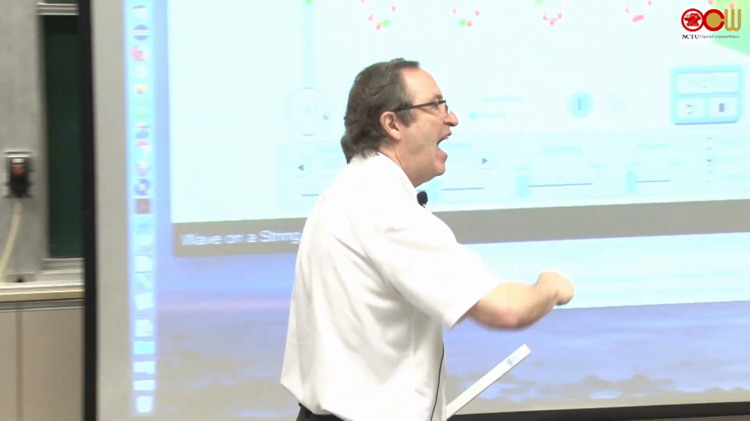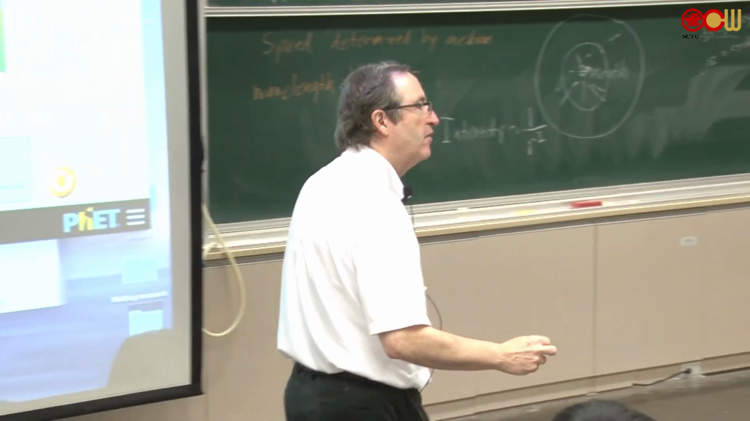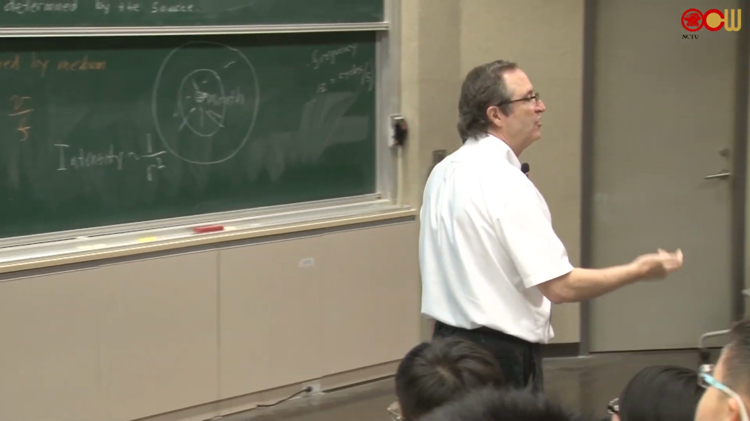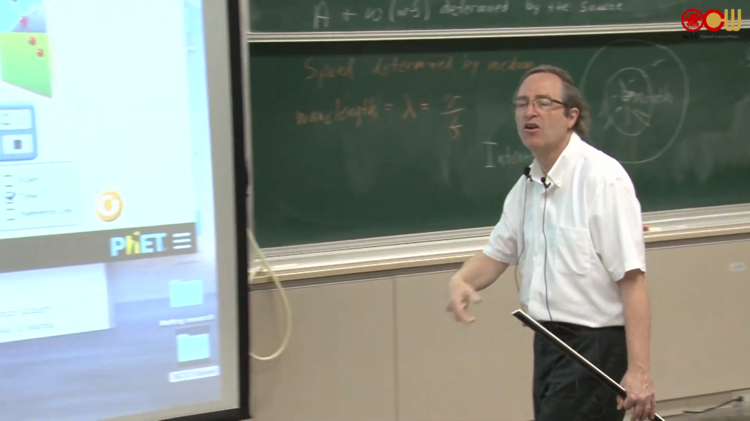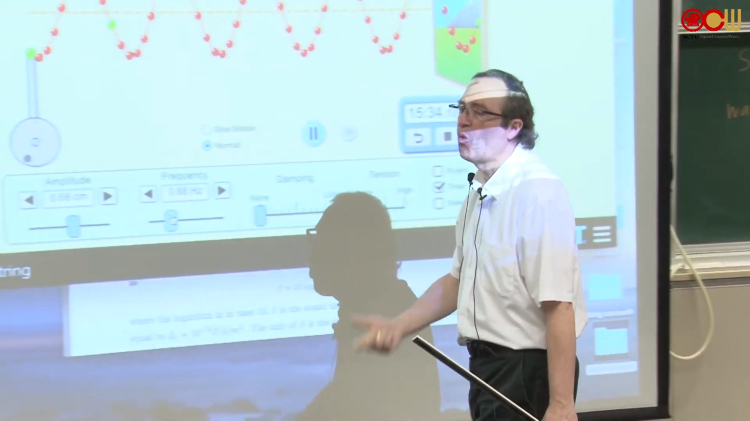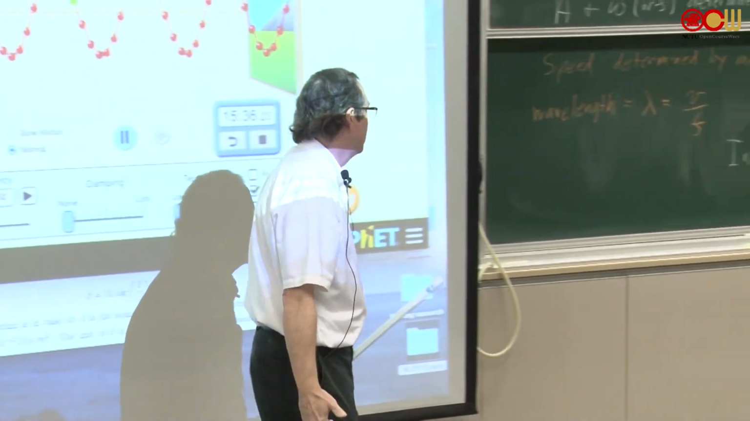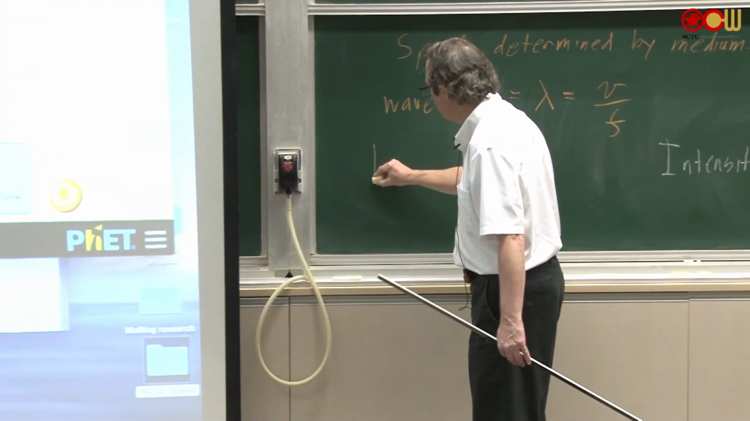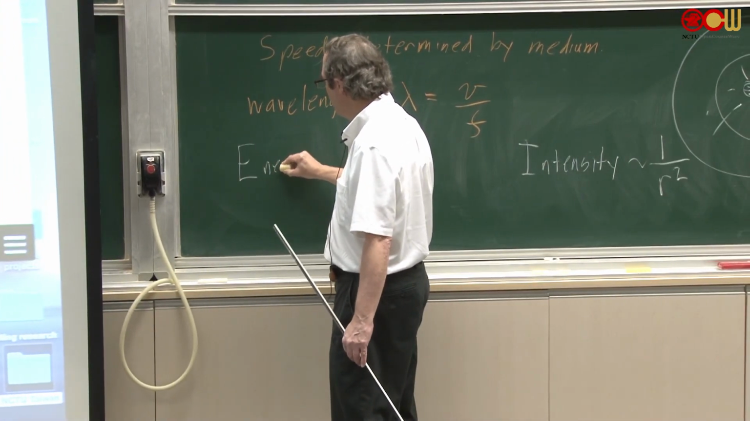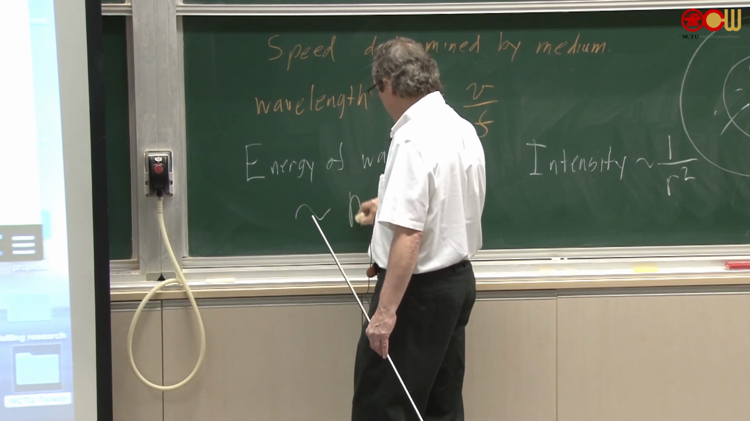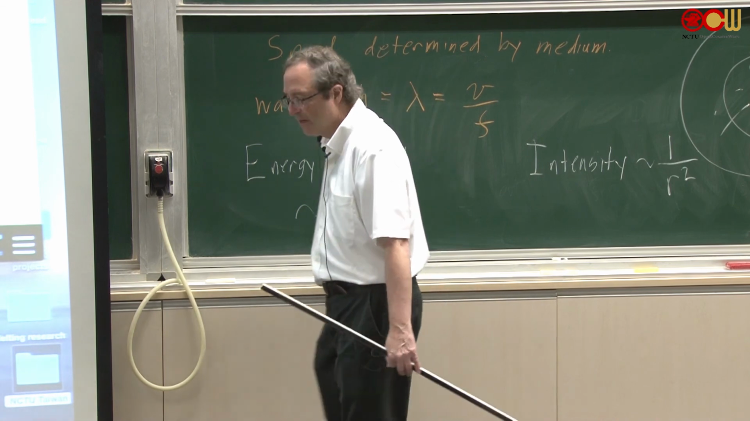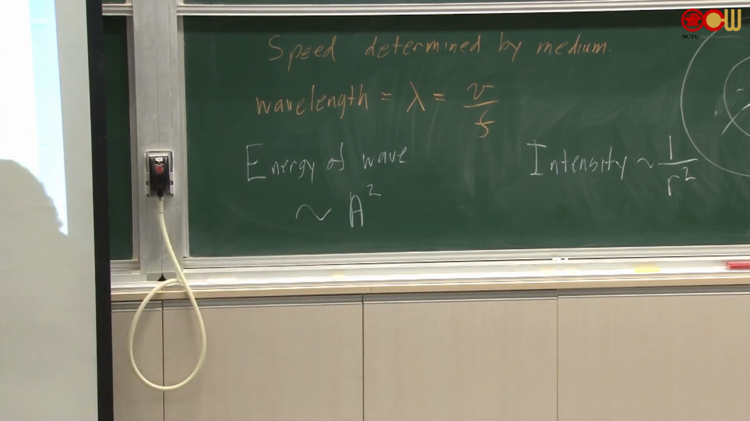Okay? So if you average over some period of time, the average energy, the average intensity, the average power would be proportional to the square of the amplitude. So energy of a wave is proportional to A squared. Okay, the amplitude.